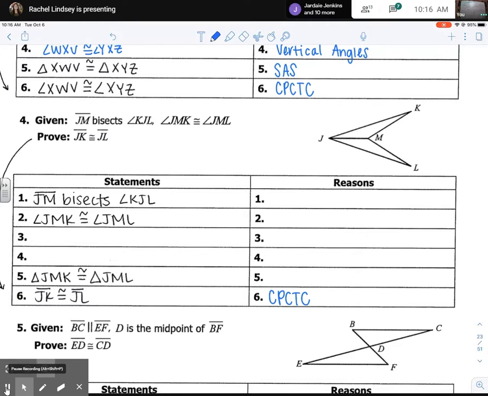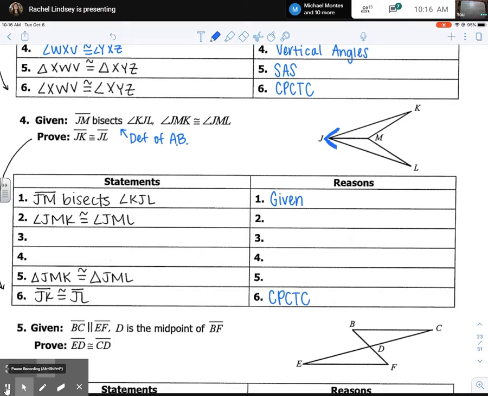So then it tells me JM bisects angle KJL. That's given, which means they're equal. So that's bisected right there. We got a bisect. So if I have a bisect, I'm going to have definition of what? Angle bisector. I knew that. So then I know I'm going to have that as one of my reasons.